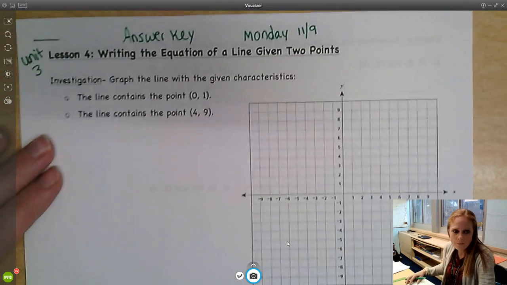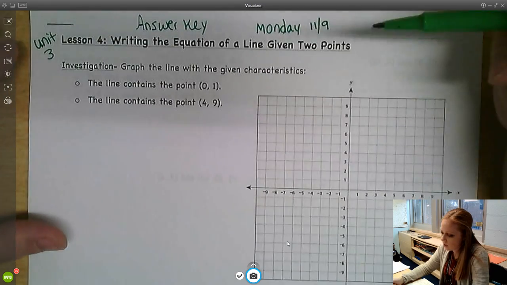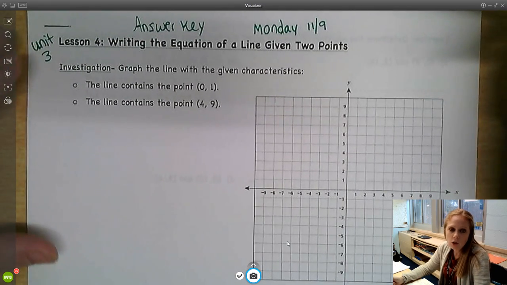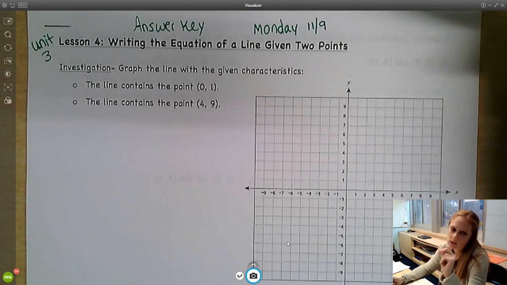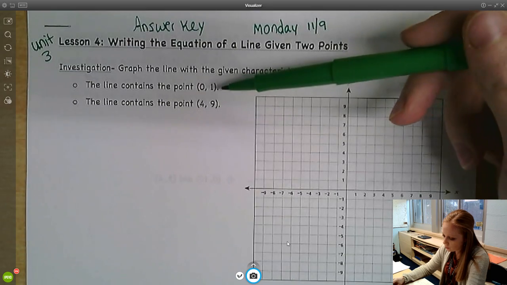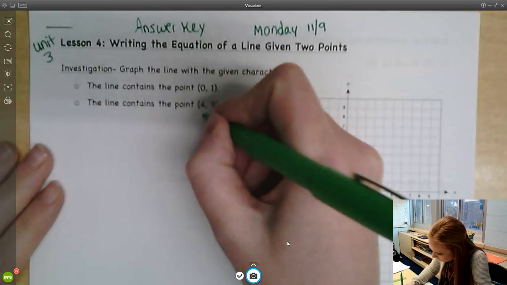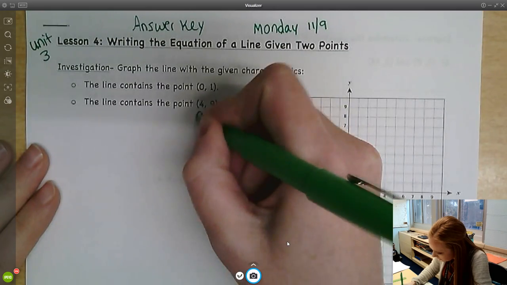All right, so this video is going to go over Unit 3, Lesson 4, which is the lesson taught on Monday, November 9th. Writing the equation of a line when you're given 2 points. Okay, so our do now or investigation starts by asking us to graph the line that goes through the points 0, 1, and 4, 9. Every point goes x, y.